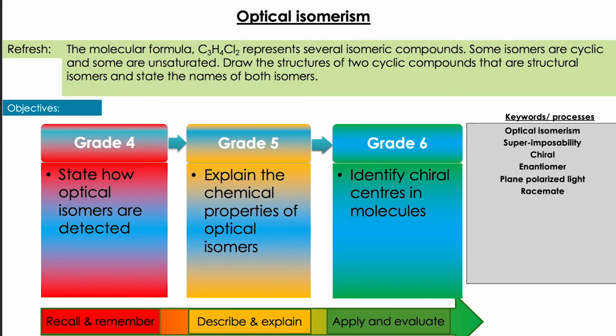Before we get started though, there's a little question here that's about the geometrical isomerism that we did in the previous lesson. So first you're going to need to draw the compound, it's a cyclic compound, and then look at both isomers. Pause the video to have a go at that.